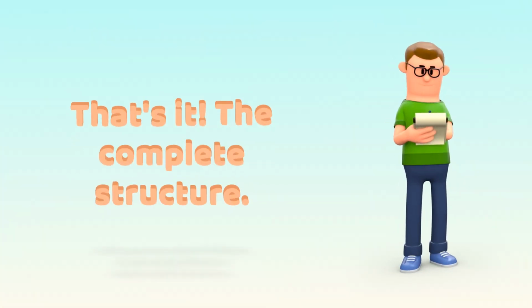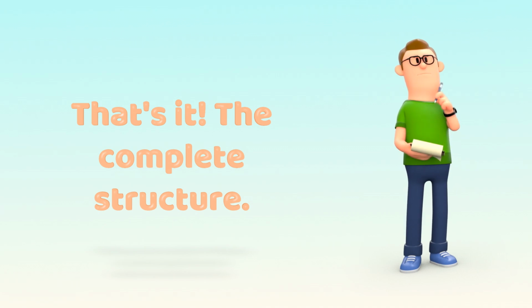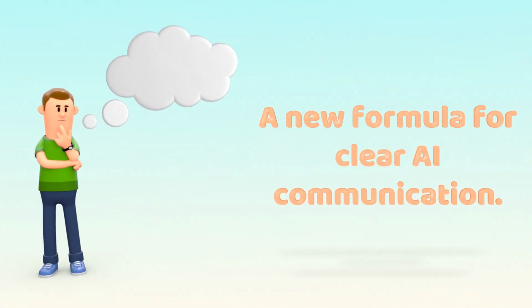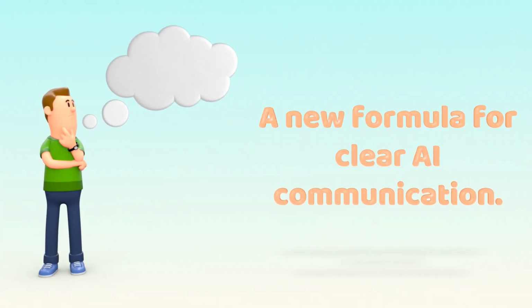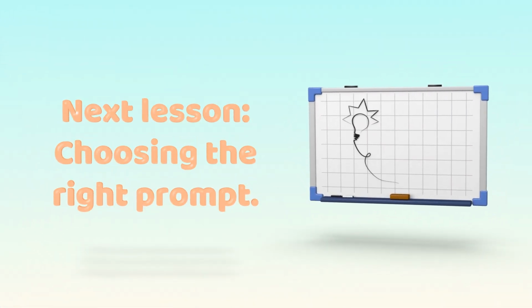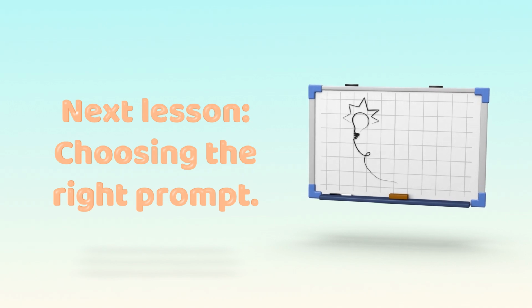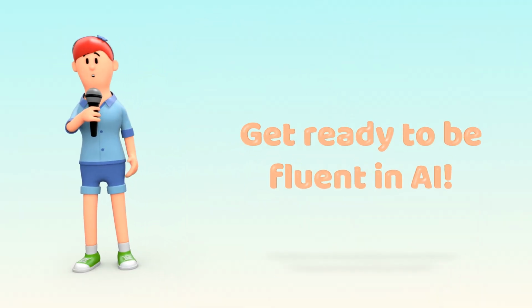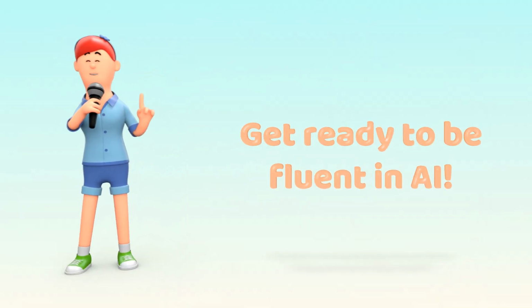That's it. Role, task, context, constraints, output format. It's your new formula for talking to AI clearly and effectively. In the next lesson, we'll explore how to choose the right type of prompt for your specific goal, from automation to analysis to creativity. Stay tuned and get ready to become fluent in the language of AI.